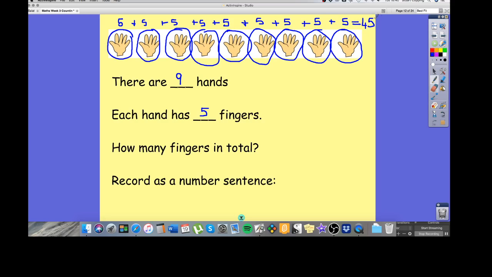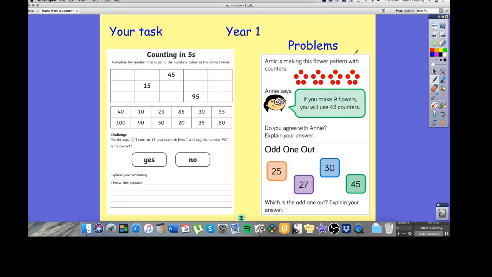If your answer doesn't end in 5 or 0, you've made a mistake and you're going to need to go back and check it. So how many in total? We've got 45. Okay, that leaves us with today's activity.